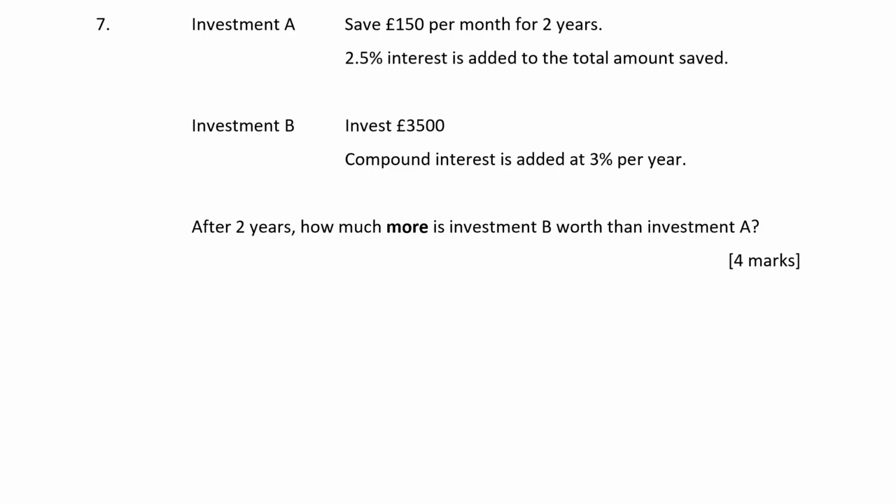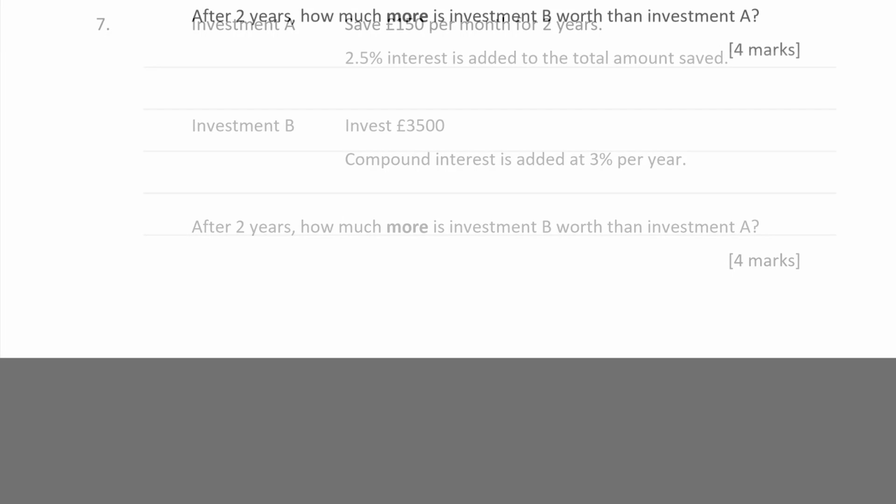Question 7. Investment A. Save £150 per month for 2 years. 2.5% interest is added to the total amount saved. Or we've got investment B. Invest £3,500. Compound interest is added at 3% per year. After 2 years, how much more is investment B worth than investment A?